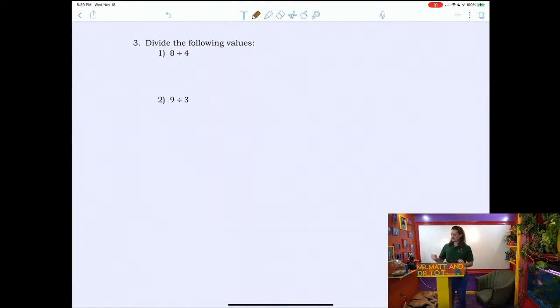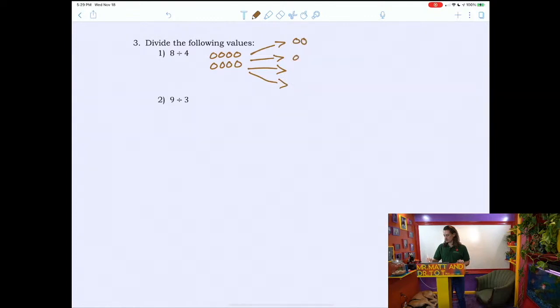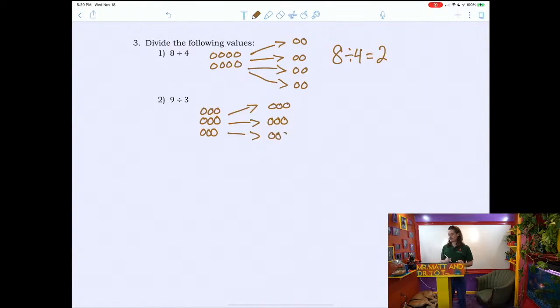Okay, so for number 1, 8 divided by 4, if we have 8 units and we split those 8 units into 4 equally sized groups, then you would be able to put 2 units in each group. So 8 divided by 4 would be equal to 2. For number 2, if you have 9 units and you split those 9 units into 3 equally sized groups, then each of those 3 groups would have 3 values in them. So 9 divided by 3 is 3, and that's due to the fact that 3 times 3 is 9.